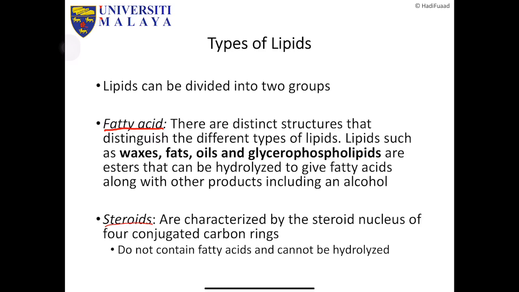So why are there only two groups? Pretty much it's because of the structure. You will see later the basic structure for this: waxes, fats, oil, and glycerophospholipids contain fatty acid. So that's why all these four lipids are categorized into fatty acid. And then the second one, we have steroids. Steroids also have their own structural motif, which is a nucleus of four conjugated carbon rings.